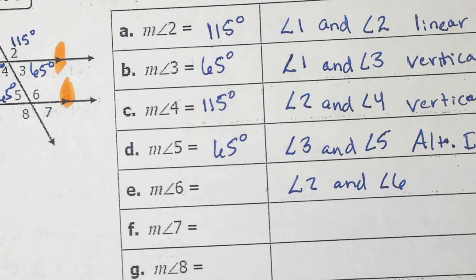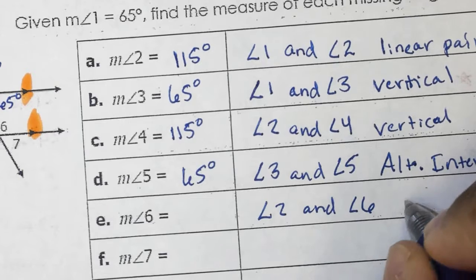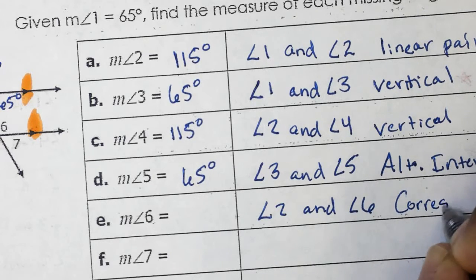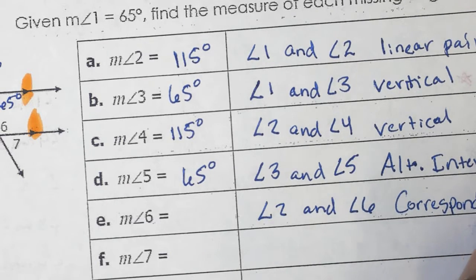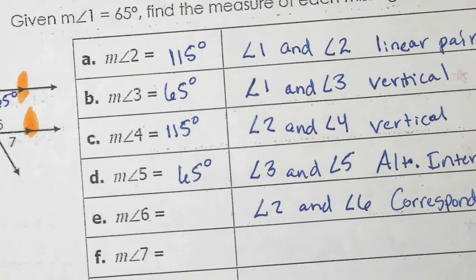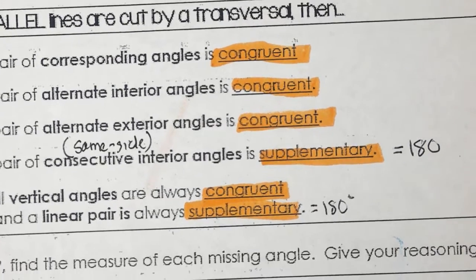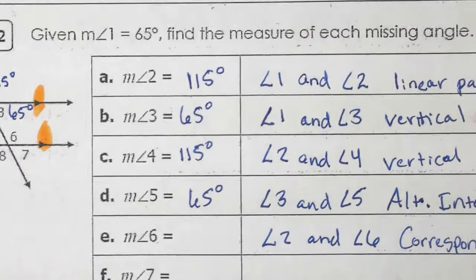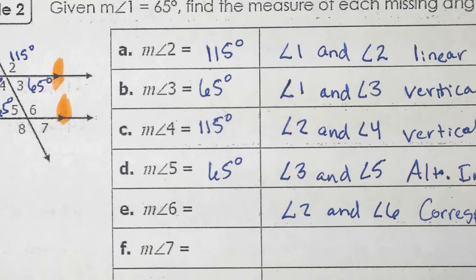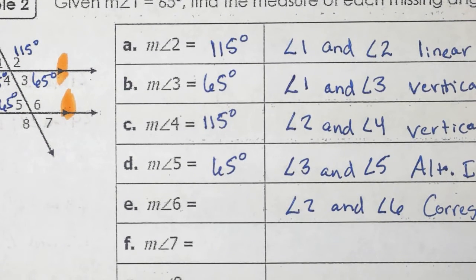A little louder. Corresponding, good. Corresponding angles are what? So what's the value of angle 6? Yes, 115.